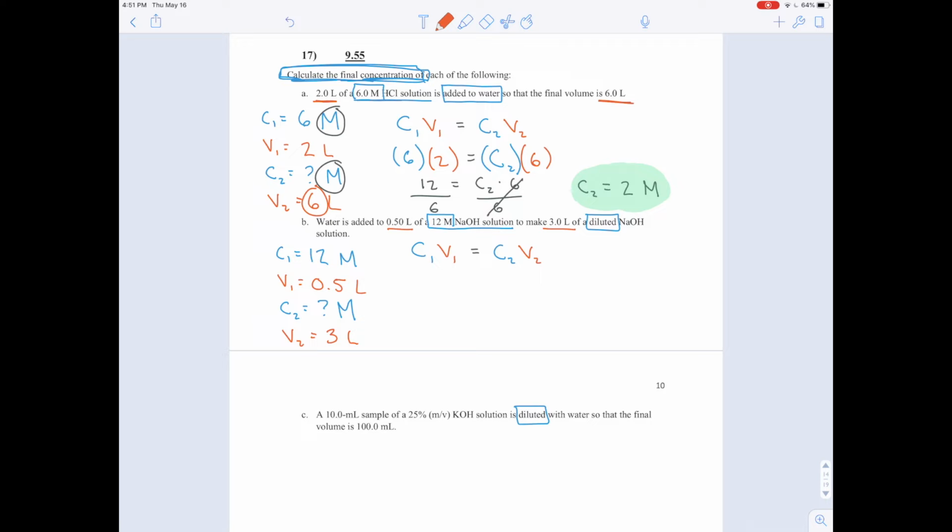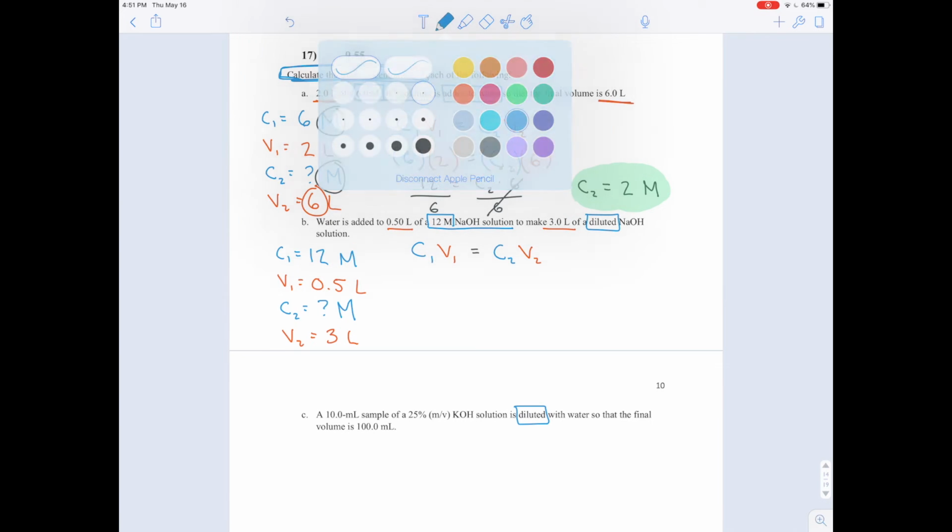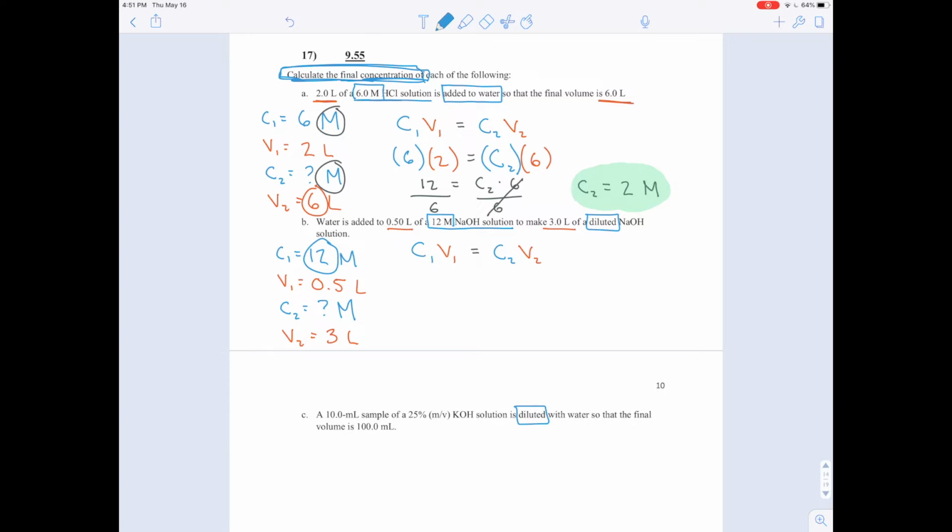So instead of C1, we can write 12. Instead of V1, we can write 0.5. We have the equal sign. C2, because we don't know what it is, we'll keep it as the letter C2. And then V2, we can see is 3. So we'll write 3 there. Okay, on the left side, 12 times 0.5, that's 6, equals C2 times 3.